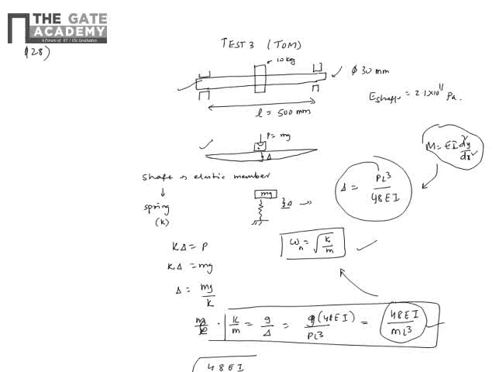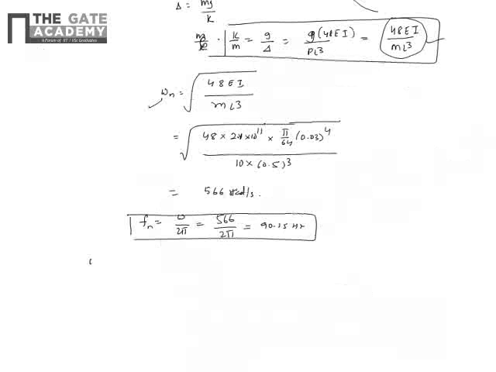Now the concept of critical speed is that when my shaft speed, in terms of radians, becomes equal to my natural frequency, then resonance occurs. That is the point when the speed of the shaft is called the critical speed. So the critical speed of the shaft in terms of hertz at the time of resonance is 90.15 hertz. So the answer is option C. Thank you.